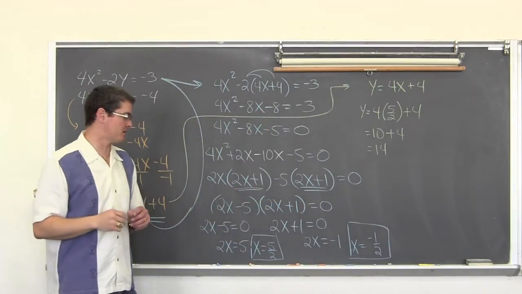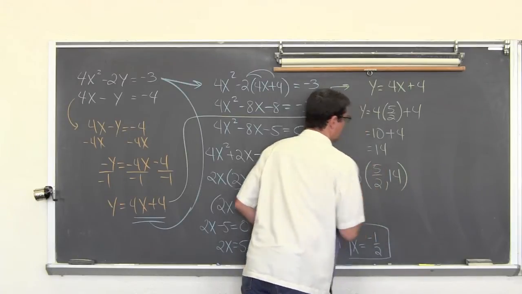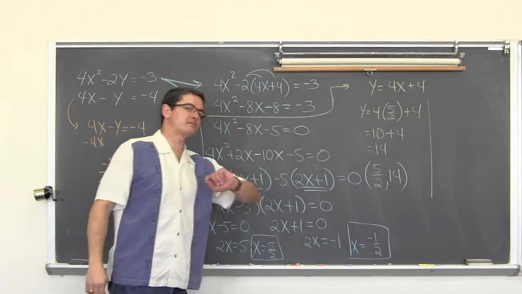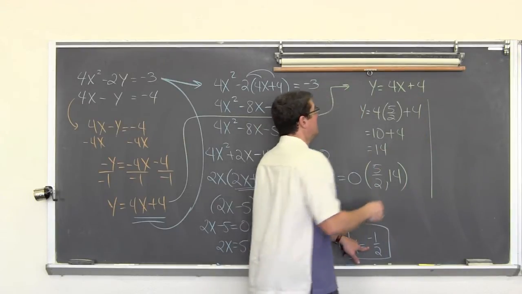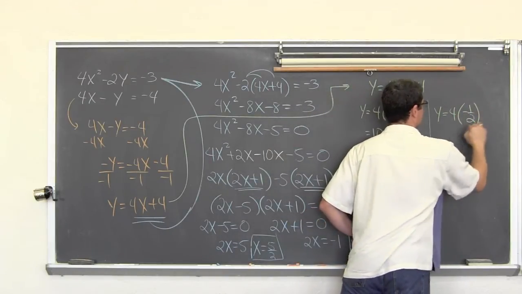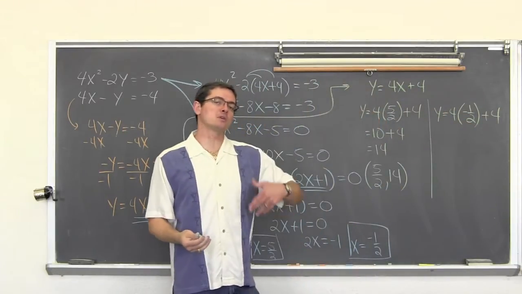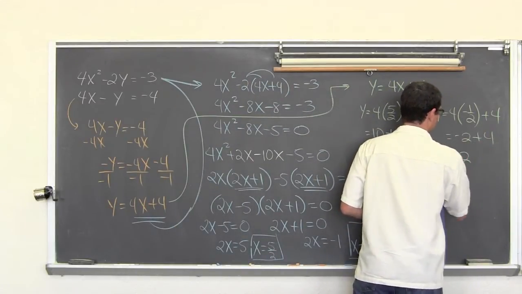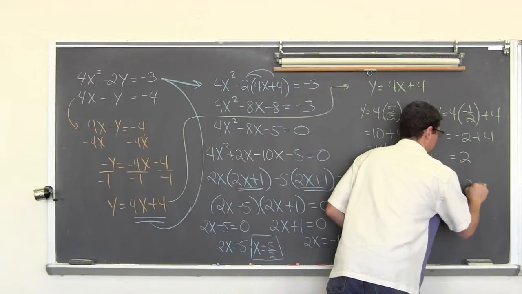So one possible intersection point is (5/2, 14). The second point is going to come from our x value of -1/2. So again, into this equation of the line where the line is intersecting the parabola, we get y is equal to 4 times -1/2, plus 4. 4 times -1/2 is -2, plus 4 is equal to 2. So my other point is x is -1/2, so (-1/2, 2).